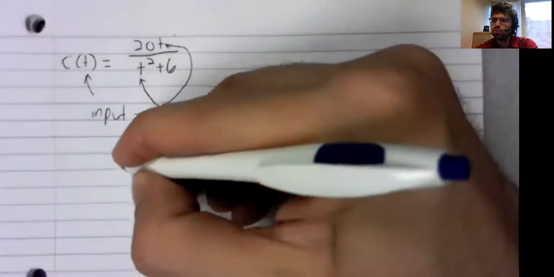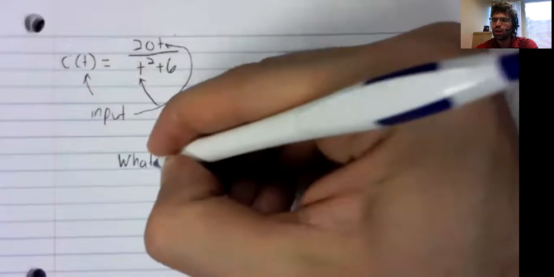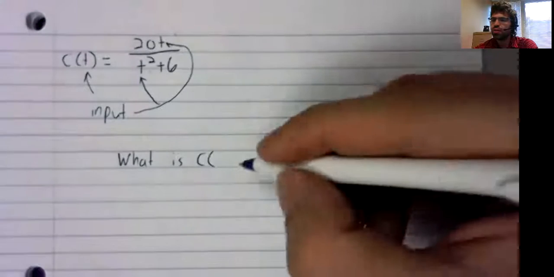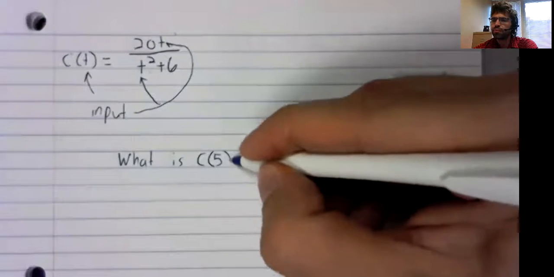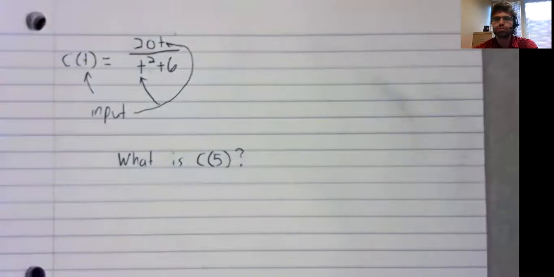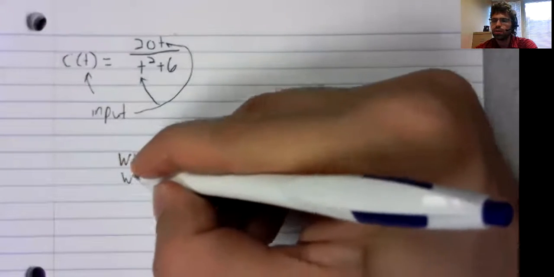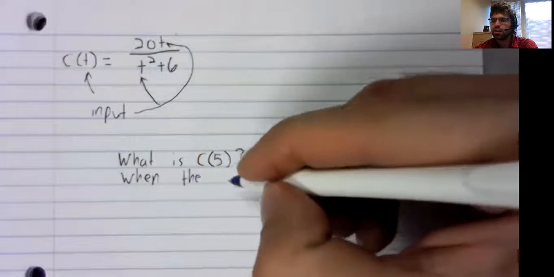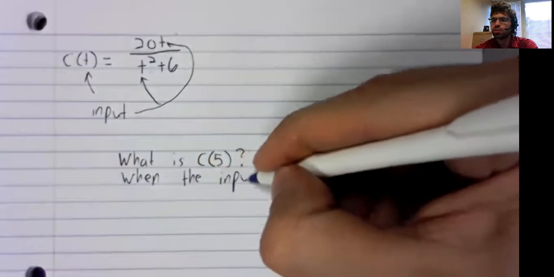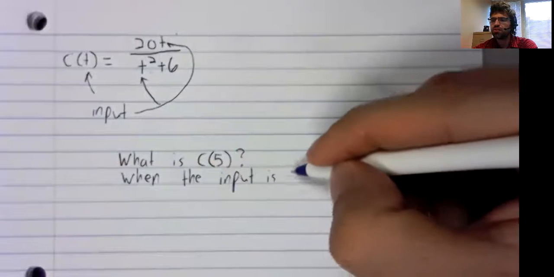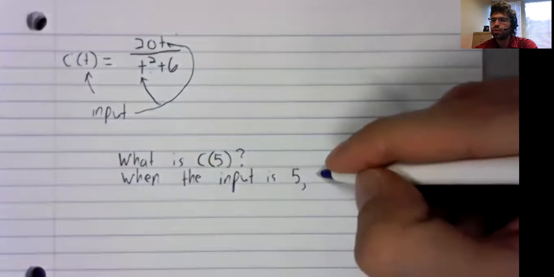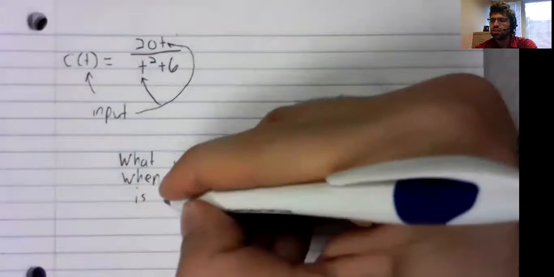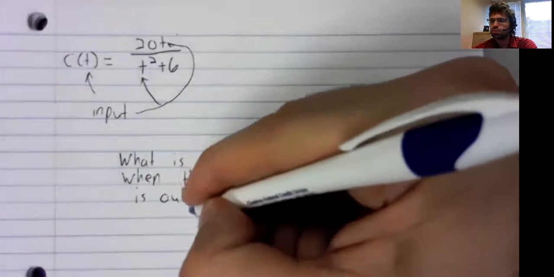So suppose you want to know what is C of 5, to pick a number at random. That is to say, when the input is 5, what is the output?